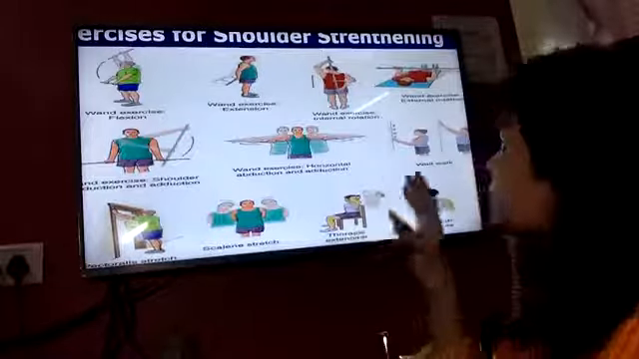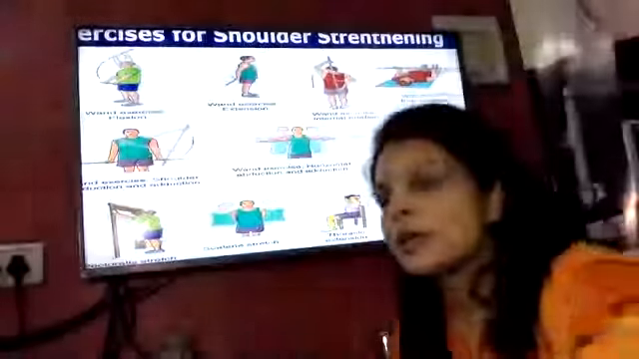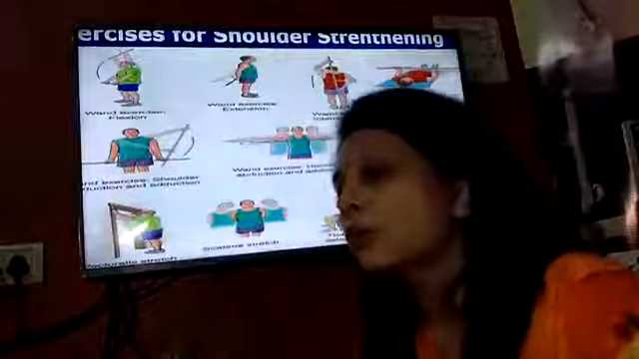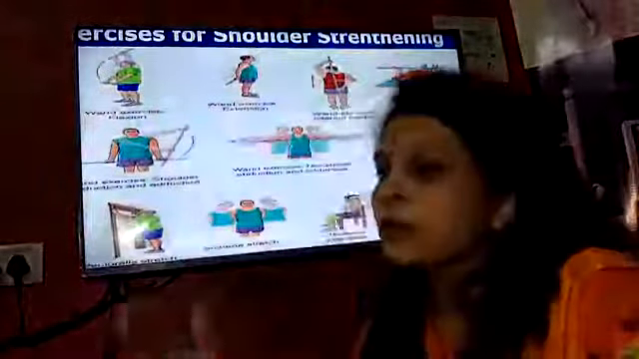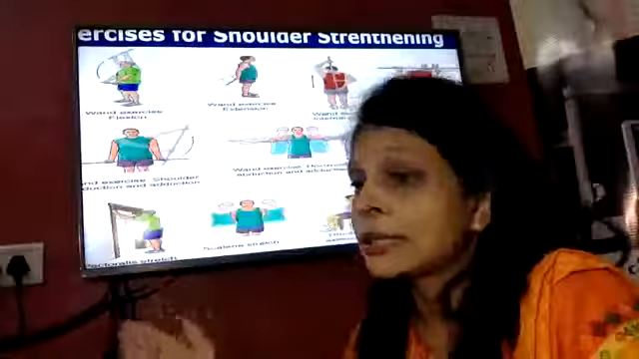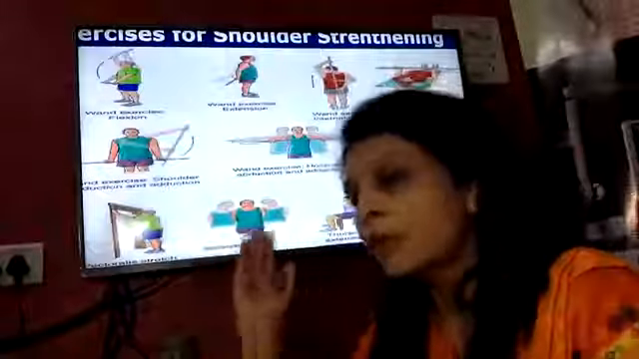So these are some shoulder strengthening exercises. We can do all these exercises for maintaining the strength of your shoulder, or any shoulder problem patients also can do the exercises, but with the guidance of your doctor.